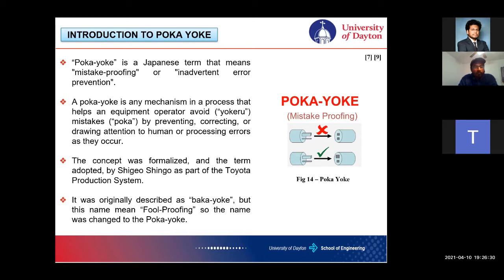The concept was formalized and the term was adopted by Shigeo Shingo as a part of the Toyota production system. It was originally described as Baka-yoke, but this name meant foolproofing, so then the name was changed to Poka-Yoke because the employees on the production floor were a bit hesitant and resistant about the word foolproofing.